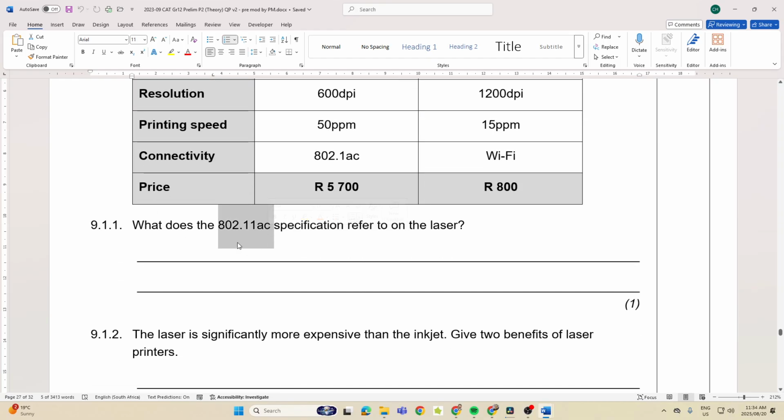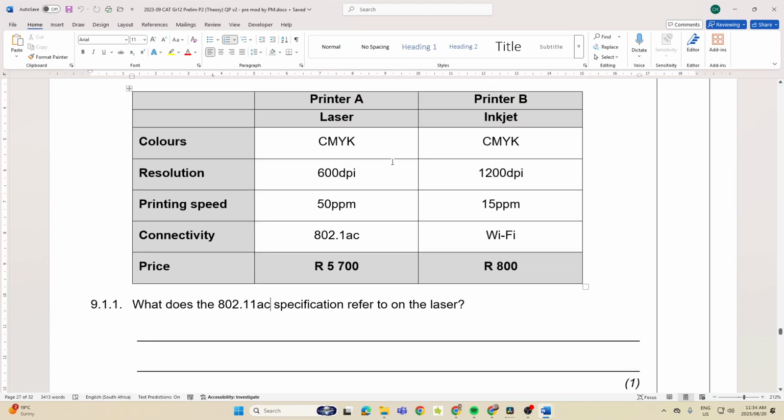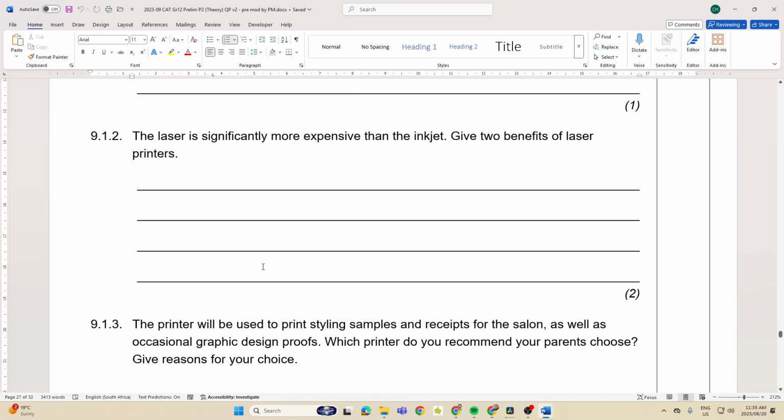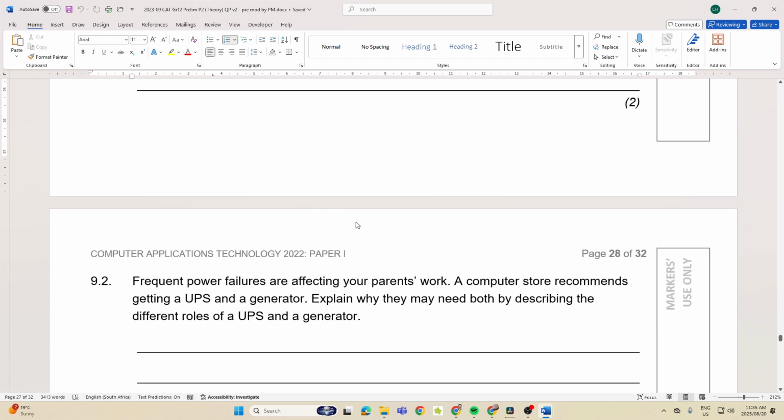This we know is referring to wireless. The AC refers to what? The spec of that particular wireless speed. So it could be like 802.11g, which is a particular speed and things like that. Okay. Then obviously in the context of this, it simply means that the printer has the capability to connect wirelessly or print wirelessly as well. Right. Laser significantly more expensive than inkjet. The benefits of laser printers. Which printer would you recommend in the scenario?